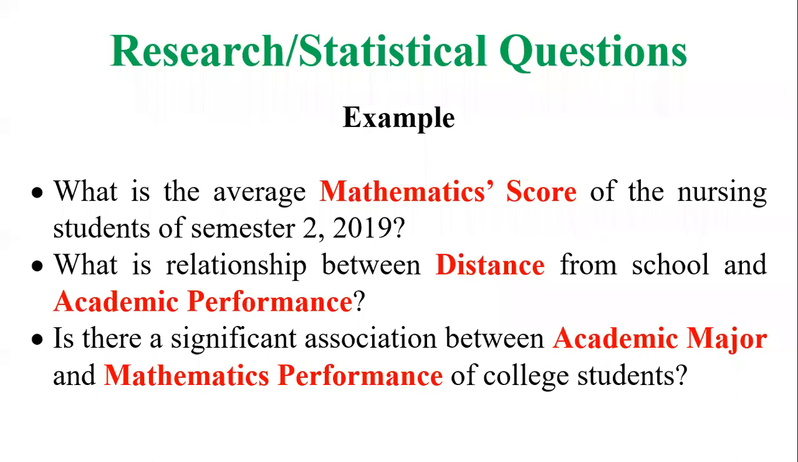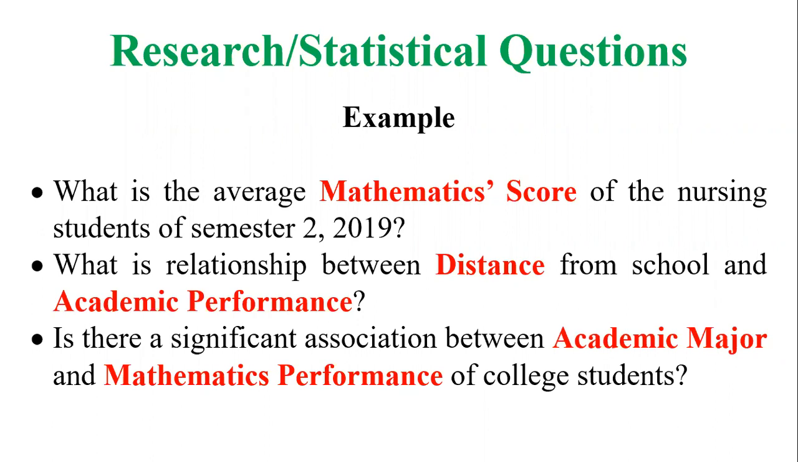So 3 examples of research questions are, remember we talk about the research topic, which is the learning of mathematics. From that topic, you can ask a question: what is the average mathematics score of the nursing students of semester 2 2019? That's research question number 1. Another question, question number 2, on that same research topic, the learning of mathematics: what is the relationship between distance from school and academic performance?